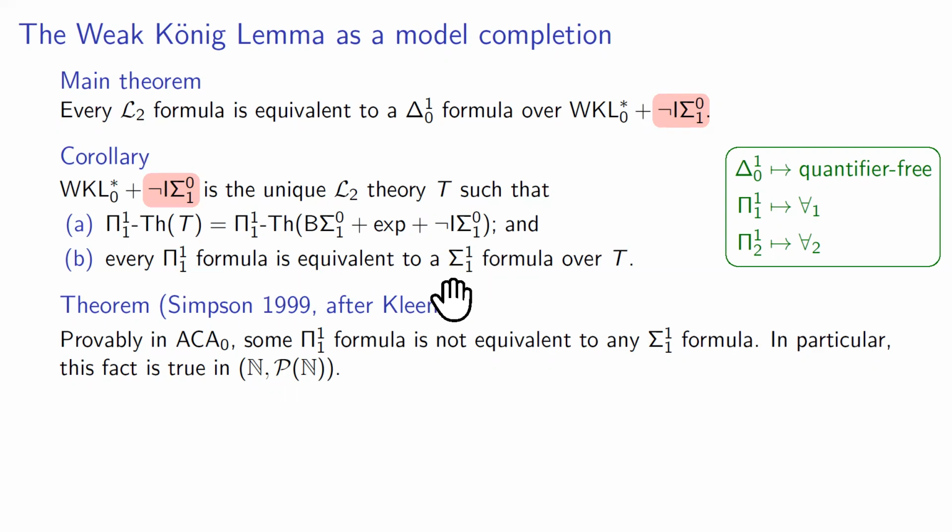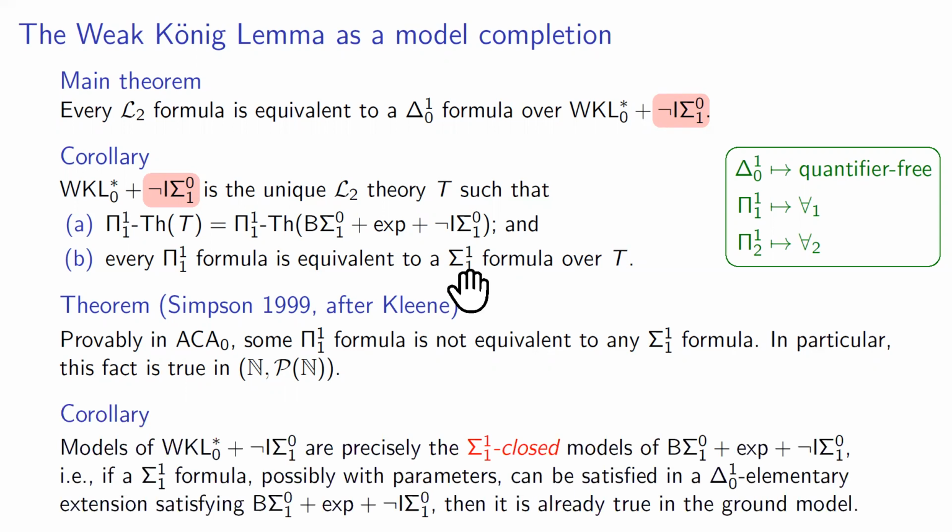So hopefully that motivates you in looking at negated induction axioms. Another consequence of this model companion result is that it's a standard model theoretic fact that if a theory has a model companion, then you can look at the models of this model companion. These are precisely the existentially closed models.